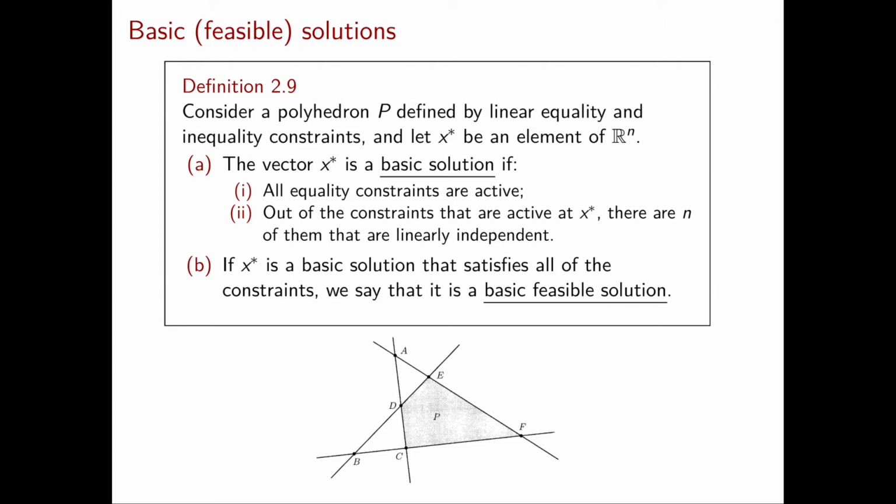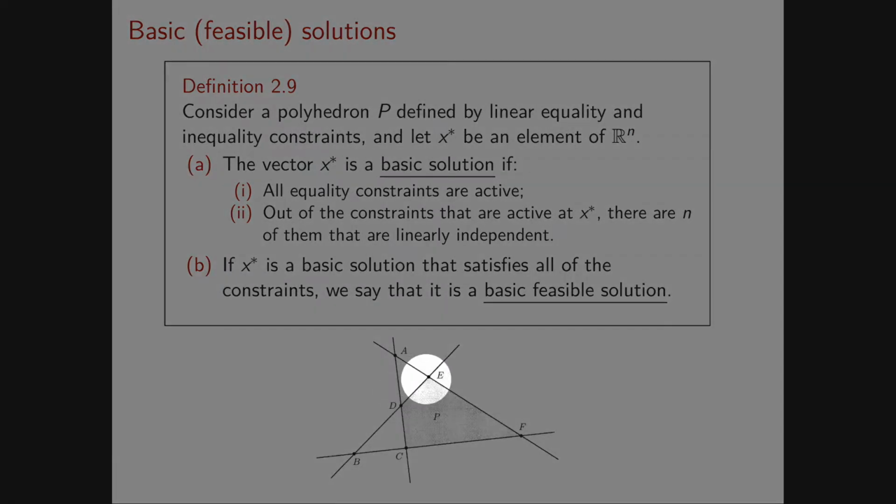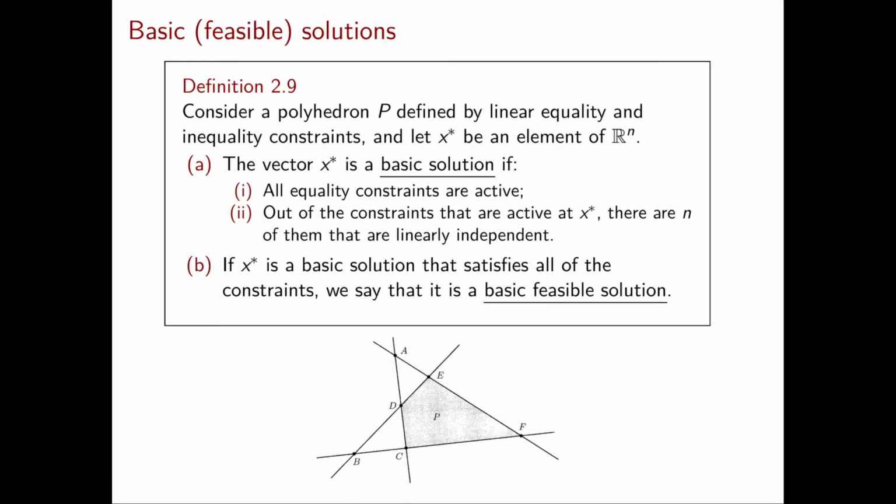Great, but which now are the basic feasible solutions? Once again, this is easy now that we know all the basic solutions because we only need to select those that are also in the polyhedron P. Therefore, these are C, D, E, and F. So we're excluding A and B, which are basic solutions, but they are not basic feasible solutions.